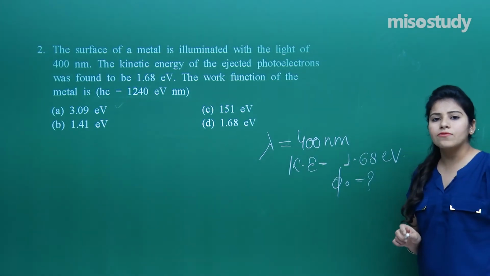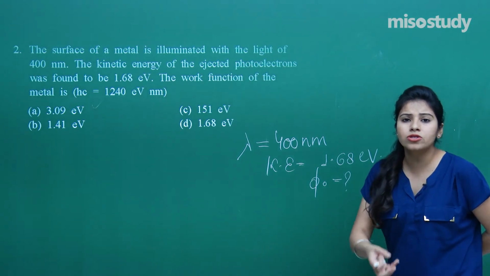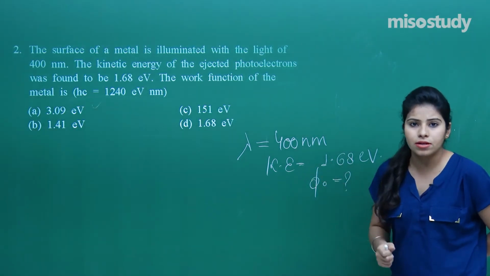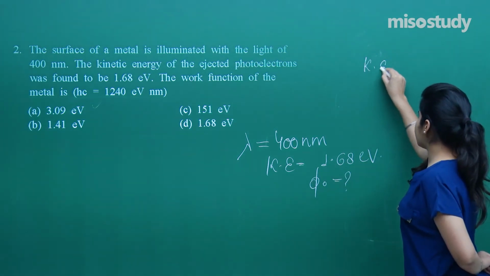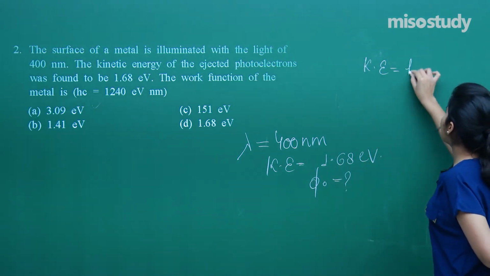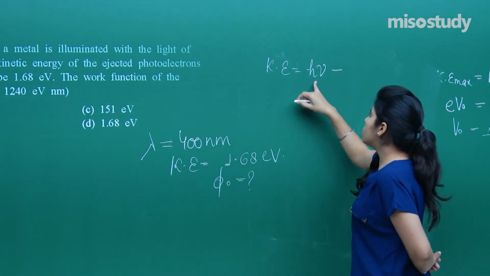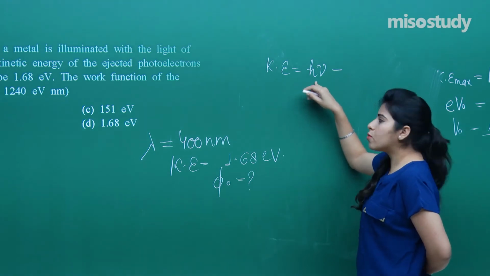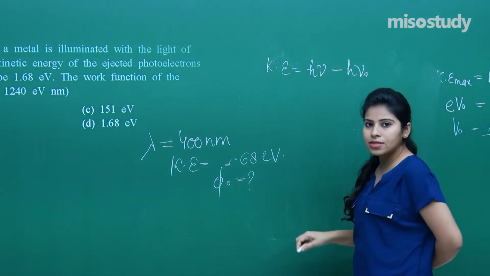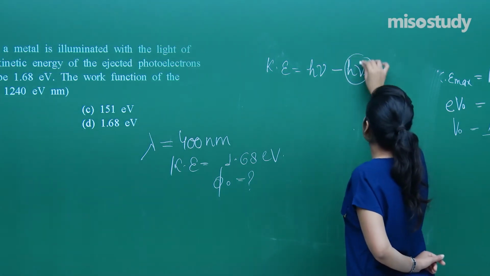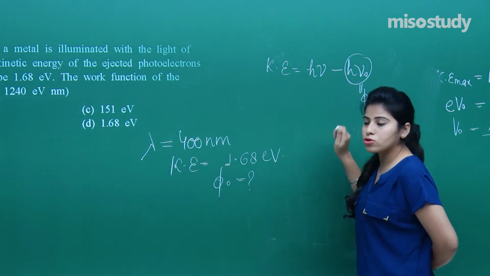Now you know that the work function is what? The minimum energy that is required to eject the electron from the metal, right? Now we know the formula. The formula says the kinetic energy of the emitted photoelectrons is h nu, that is the energy of the photons, minus h nu naught. That means this is the work function. You can write it as phi naught, and we have to find this phi naught.